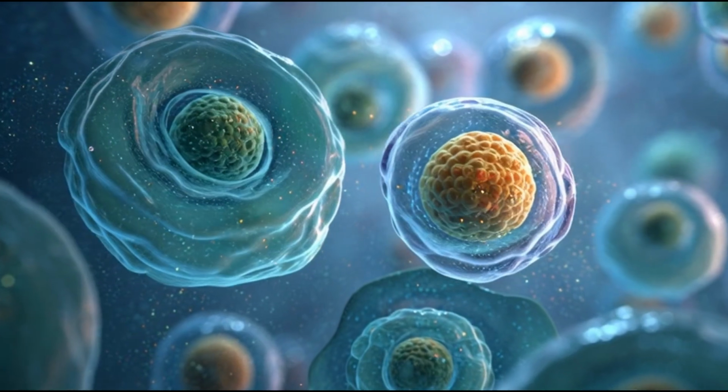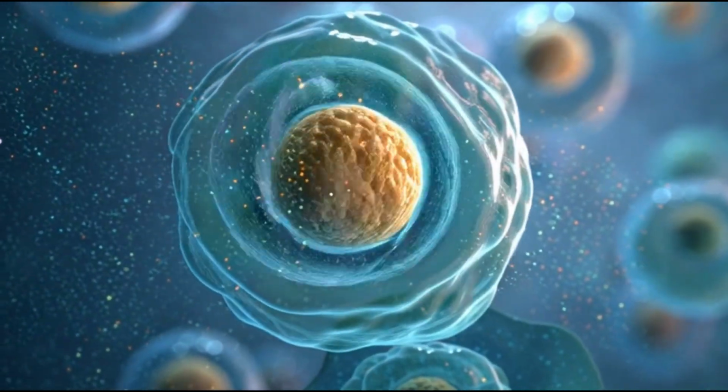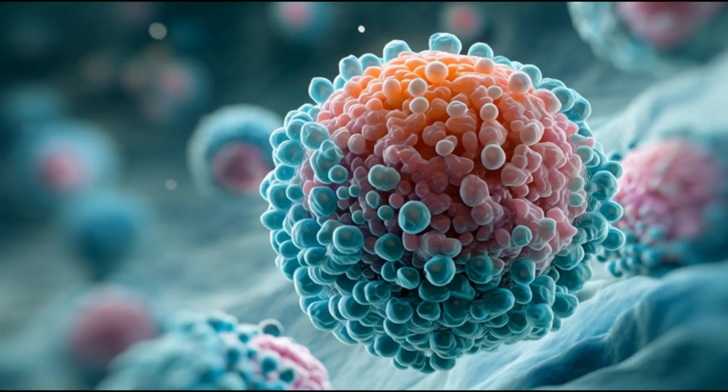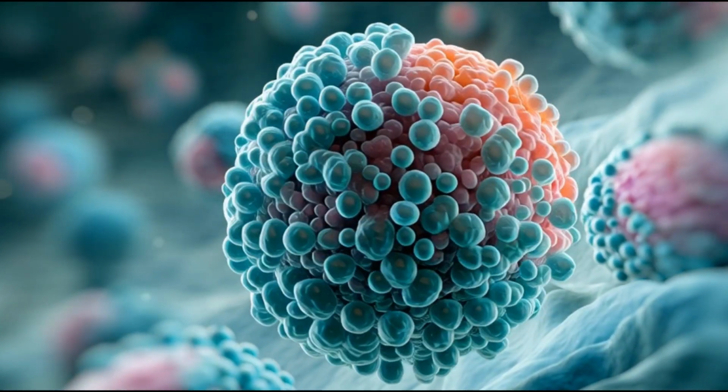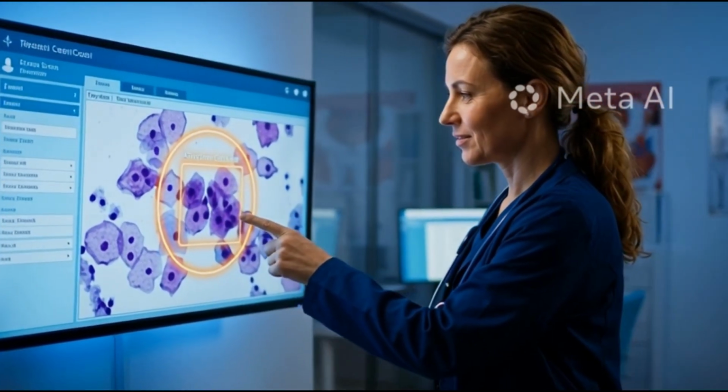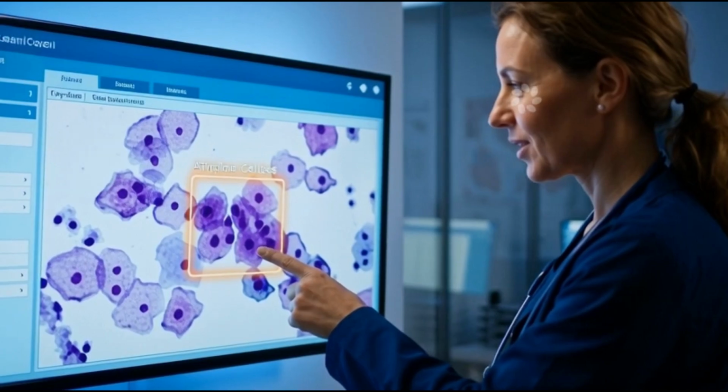At this stage, the abnormal cells are still limited to the surface layer. They have not yet invaded deeper tissues. This is why early screening is extremely important, because precancerous changes can often be treated successfully.